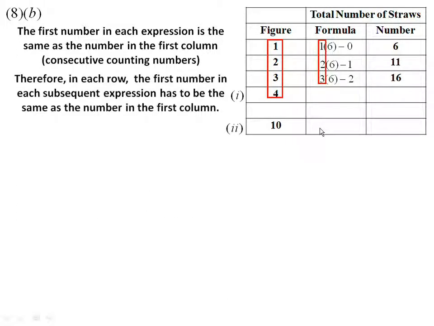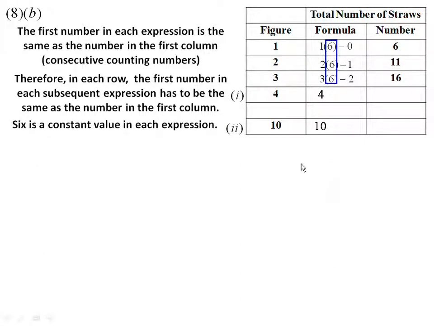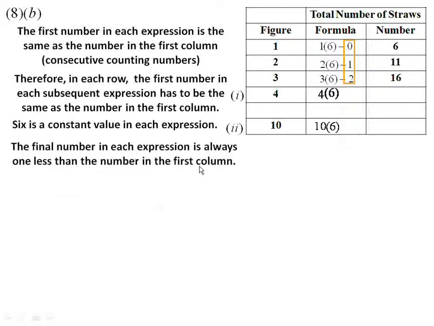Therefore, in each row, the first number in each subsequent expression has to be the same as the number in the first column. So 4 will be there, and 10 will be there. Anything else to notice? Yes. 6 is a constant value in each expression, so we always have 6 all the way down. So 6 goes there. And anything else to notice?